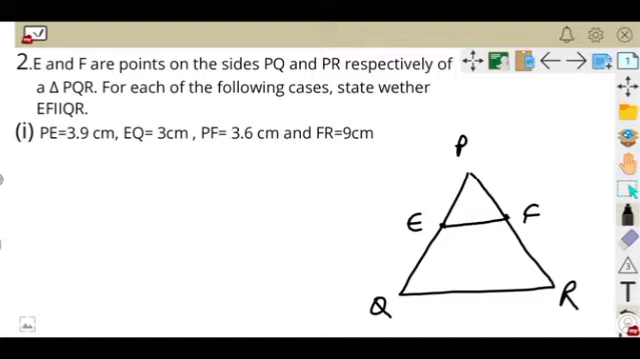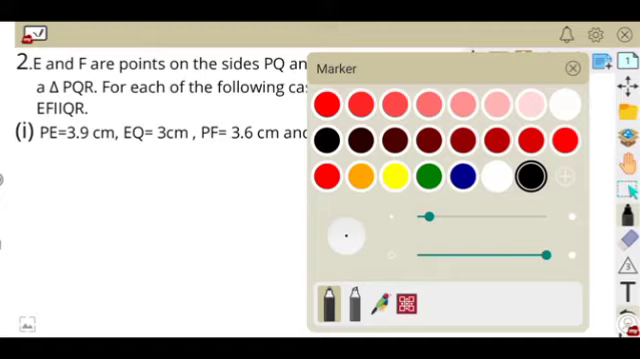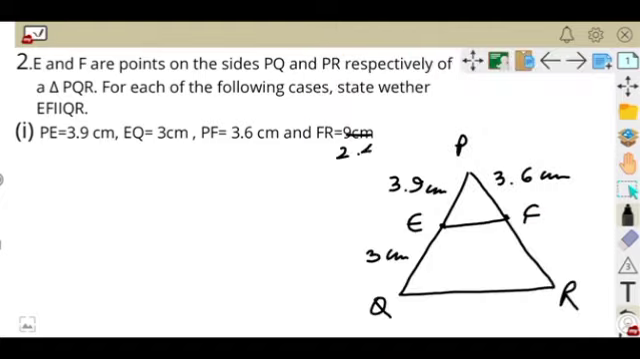What is the length of PE? PE is 3.9 centimeter, so I can just write here 3.9 centimeter. And what about EQ? EQ is 3 centimeter. What about PF? PF is 3.6 centimeter. And what about FR? Sorry, this is 2.4 centimeter. So I'll write here 2.4 centimeter.